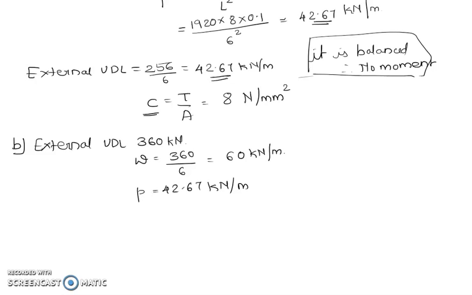Because in one direction there is 42.67, and in the other direction, the downward direction, there is 42.67, it will be balanced. So the stress to be considered will be only for the difference of these two values. So we will find out W dash, which is W minus P, which is 60 minus 42.67. This W is downwards and this P is upwards. So we're just getting the difference of these.